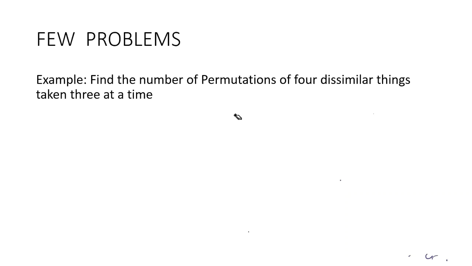Let us look into the first problem, and the statement of the problem is like this. Find the number of permutations of 4 distinct objects taken 3 at a time. And this is a direct application of the formula.